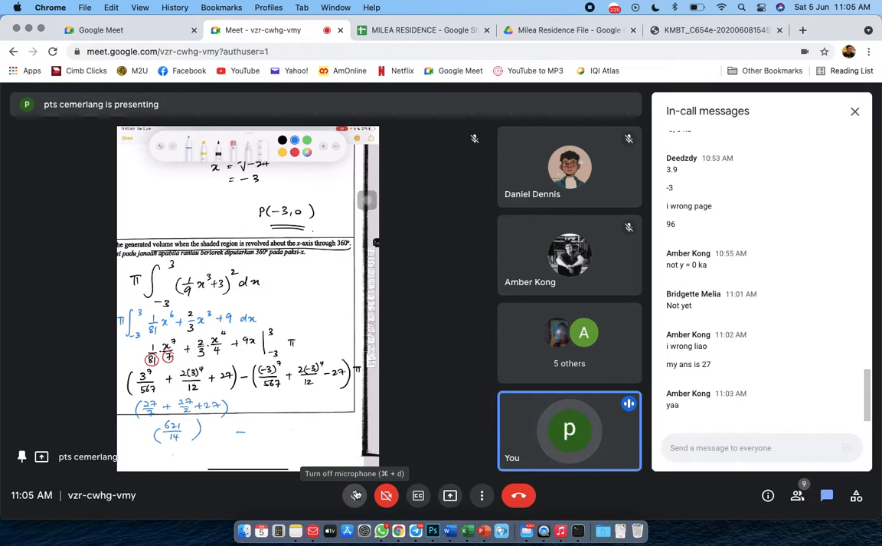Plus or minus. At the back here, you should get negative 27 over 7. And then plus, same thing, 27 over 2, and then minus 27. So over here you got negative 243 over 14. So let us just add this up. 621 over 14 plus 243 over 14. So you got 61 5 over 7 pi.